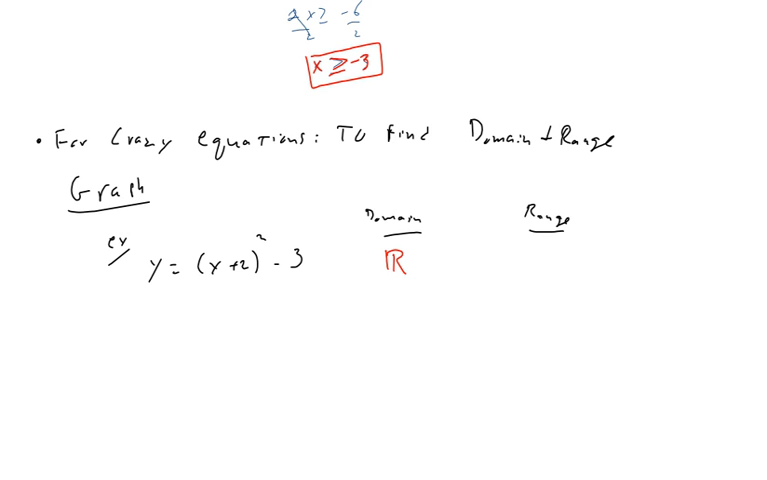So that's my domain. What about my range? Well, range, again, a little trickier, right? I have to look at a graph. So let's graph this equation. This equation's graph is going to look something like this. And the bottom here is going to be at negative 3.